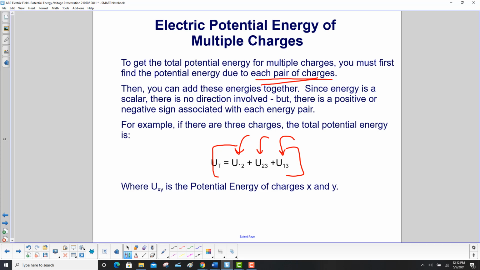So I think that's all the combinations. It is. And this is just a notation issue. UXY, that's the subscripts there. That's the potential energy of charges X and Y.